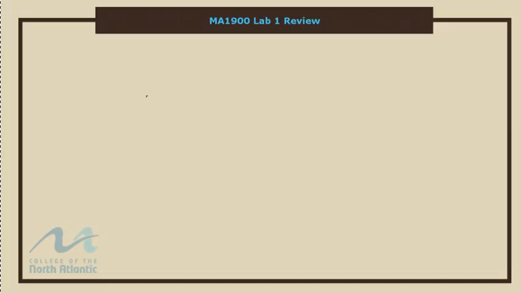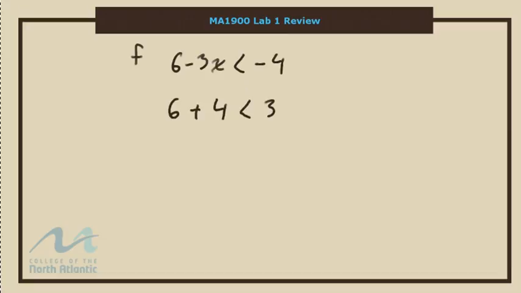When we take a look at F, it is 6 minus 3x is less than minus 4. Okay, so we do the exact same thing again now. I'm going to say that 6 plus 4 is less than 3x. And all I did in this particular case is I added 3x to both sides, and I added positive 4 to both sides. Did it all in one step.